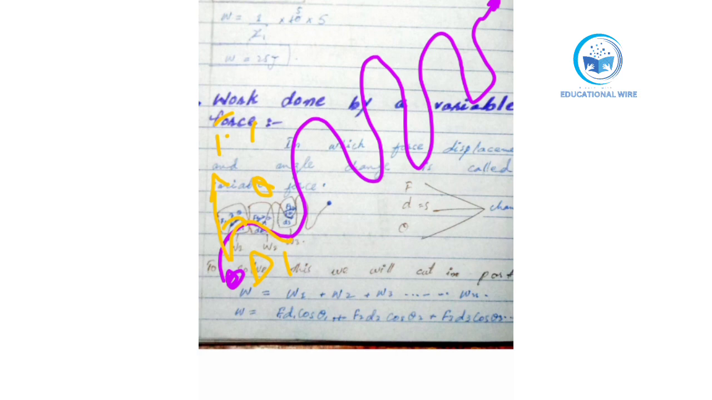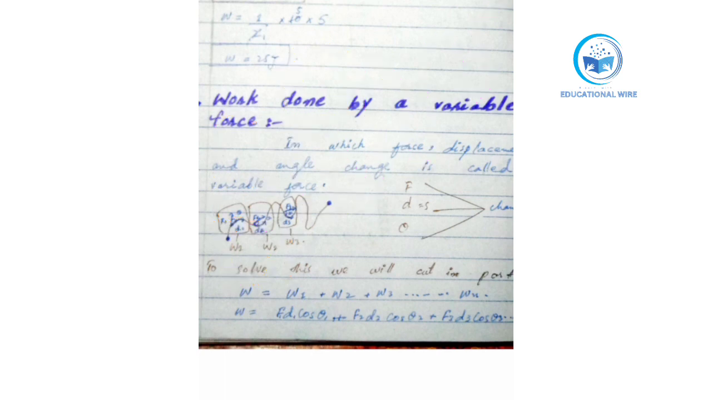Now likewise, if it's going in this one position, this is F2. Give them a name of F2. Then the displacement is changing its position, so it's D2, and theta will also change. So again and again it's changing its positions. So how can we focus on it, how can we do it?